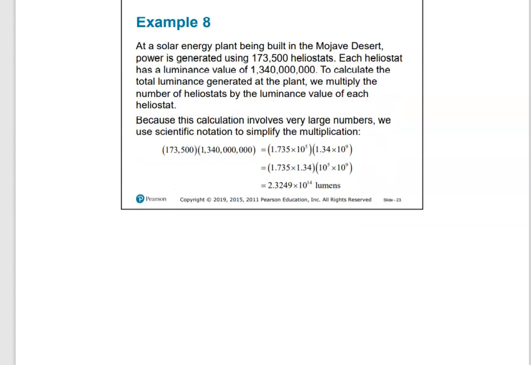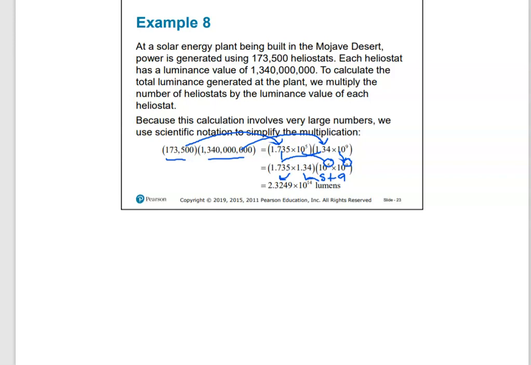So the first thing they did is they took these numbers and put them in scientific notation. The next thing they did is they grouped these two numbers together. They grouped their powers of 10 together. And then we're multiplying, so we're adding 5 plus 9 to get our 14. And then 1.735 times 1.34 gave them their 2.3249 times 10 to the 14th lumens.